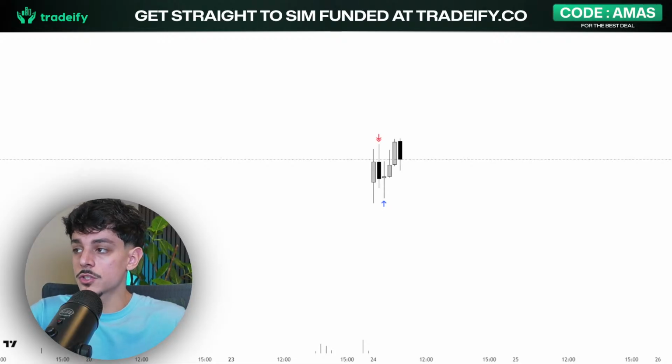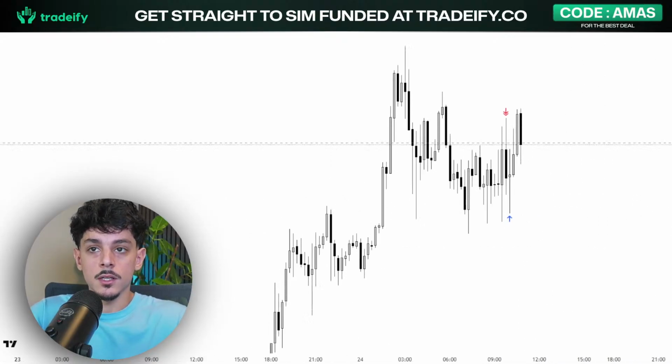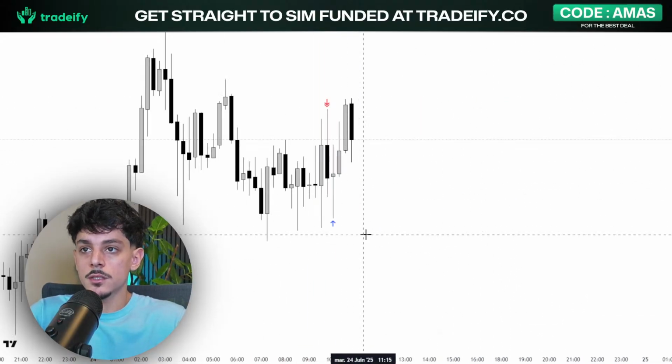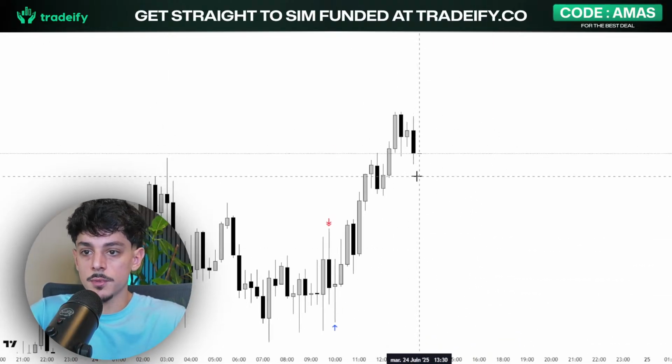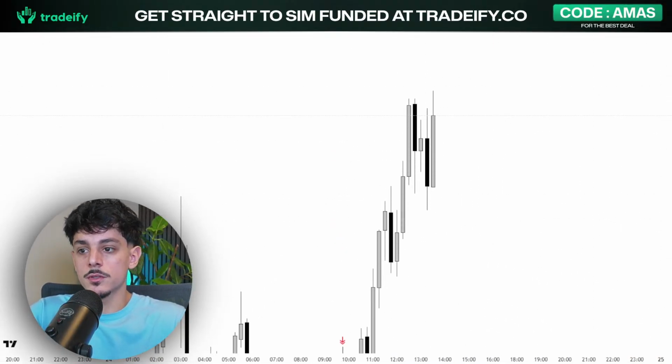So the second trade of the day was the PM session. Let me go here again and click on ETH. So let's say you took a trade off of the RTH gap. Then right here was your second trade.